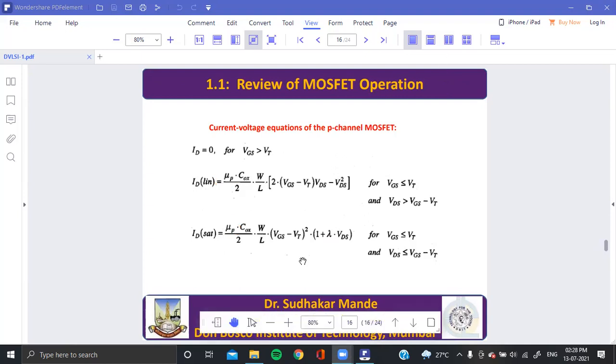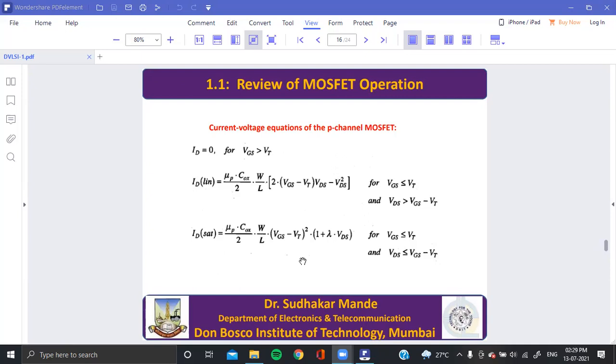This much you have understood? Review of MOSFET operation, everything. So if you want to summarize, you can summarize like this. A MOSFET has 4 terminals: source, drain, gate, and substrate. There are 2 types of MOSFET: one is the N-channel MOSFET, the other is the P-channel MOSFET. And this is the enhancement type of MOSFET. Why is it called enhancement?